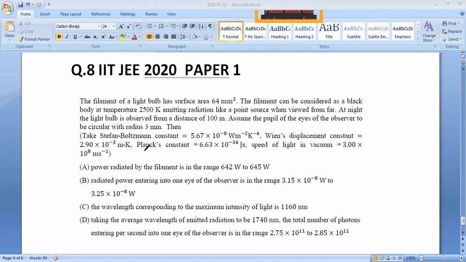We have to identify which of the options A, B, C, and D are correct. So power radiated by the filament, radiated power entering the eye, wavelength corresponding to the maximum intensity, and total number of photons emitted per second entering the eye. These things we have to find out.